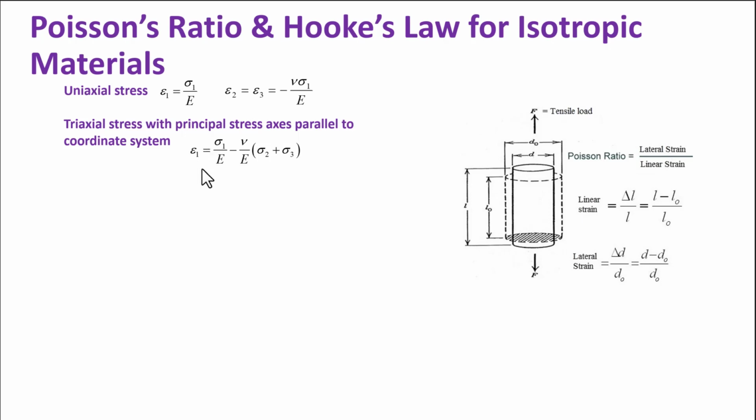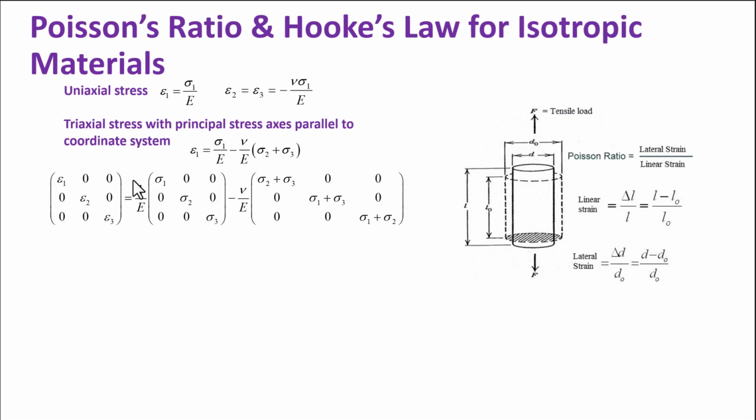You can write epsilon 2 in a way also like this, in which case epsilon 2 equals sigma 2 divided by E, minus Poisson's ratio divided by Young's modulus, times (sigma 1 plus sigma 3), and you can write epsilon 3 similarly. So we can organize the strain and the stress using this format, writing them as a matrix. Stress matrix, strain matrix, that's a relationship for triaxial stress situation if the stresses are parallel to the coordinate axis.